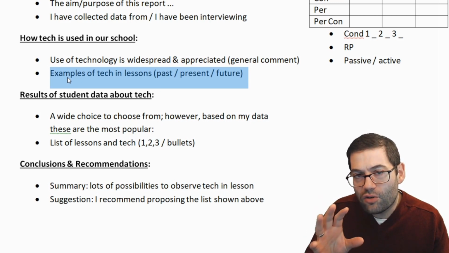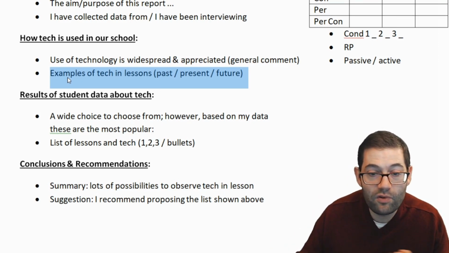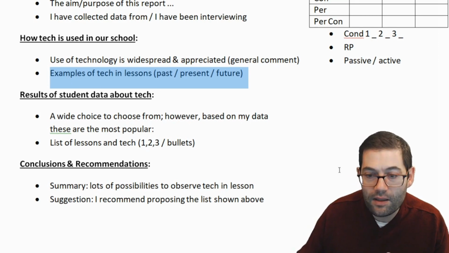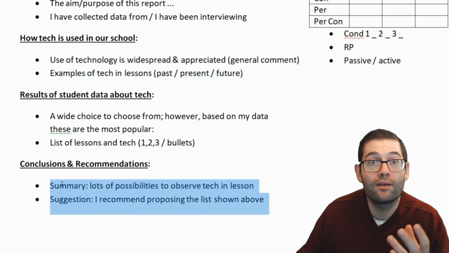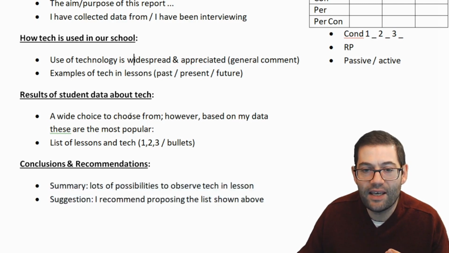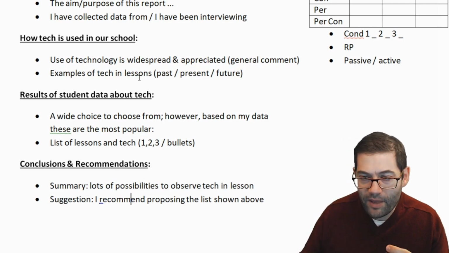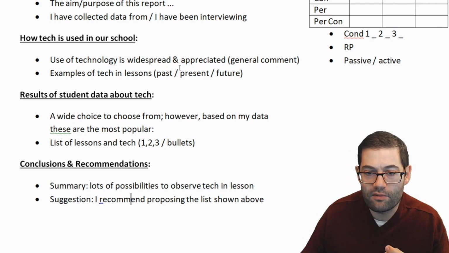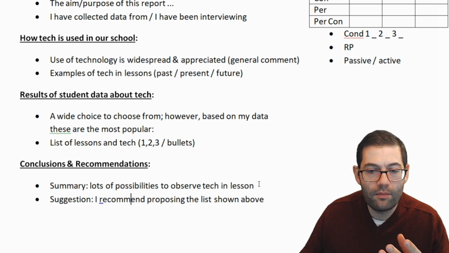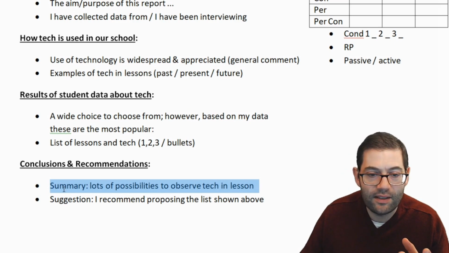So be choosy, be selective about where you put your bullet points, because of course there might be the scope to include bullet points in the conclusions and recommendations. So you don't want to have bullet points here, here, here, because it's a bit much. So just think carefully about where you use your bullet points, where you use your lists. And then we've got summary. There's lots of possibilities to observe technology in lessons in our school because it's a bit like Silicon Valley.